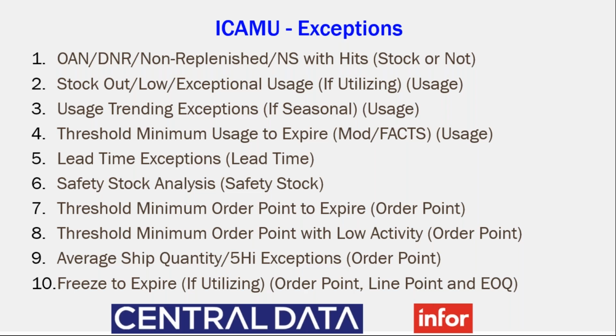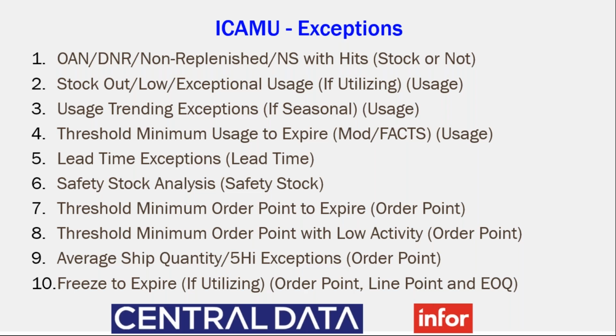And so the whole idea is to look at it before it expires and say, the reason I froze or put a threshold minimum order point on this item, has it corrected itself? If so, I'll let it expire. If it hasn't, I'm going to change the numbers a little bit, maybe the order point and line point. In this case, the order point, threshold minimum, and then extend out the date a little longer.